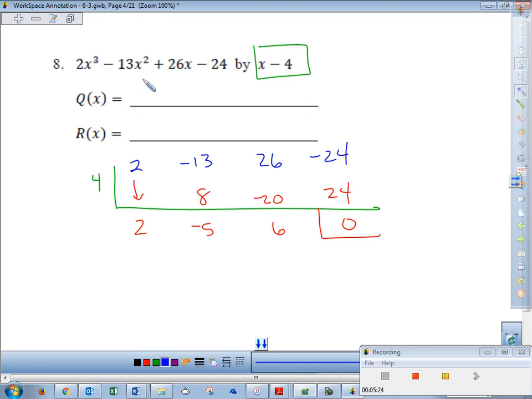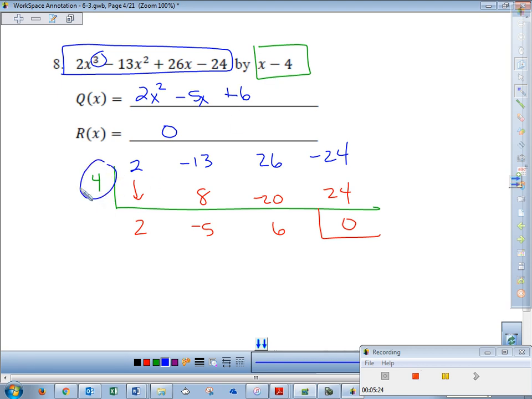What goes in this quotient blank then if this is a 2, a minus 5, and a 6? What degree will it be if we started with a third degree? Second degree. So this would be 2x squared minus 5x plus 6, remainder of 0. If we graph this cubic right here, it would cross the x-axis at x equals 4, right? 4 is a zero of this because the remainder turned out to be 0.